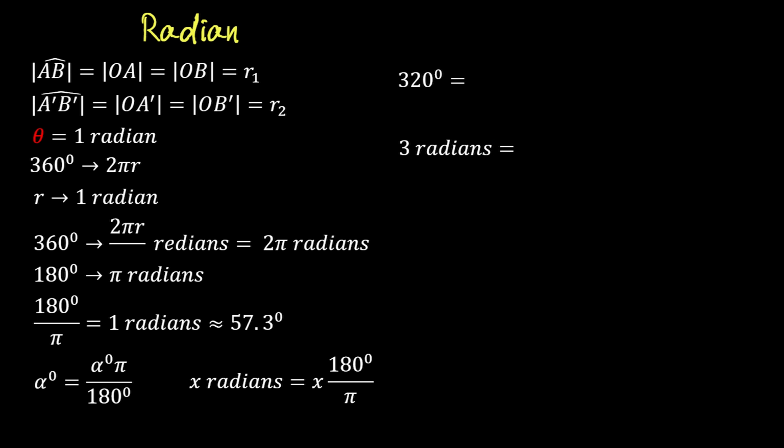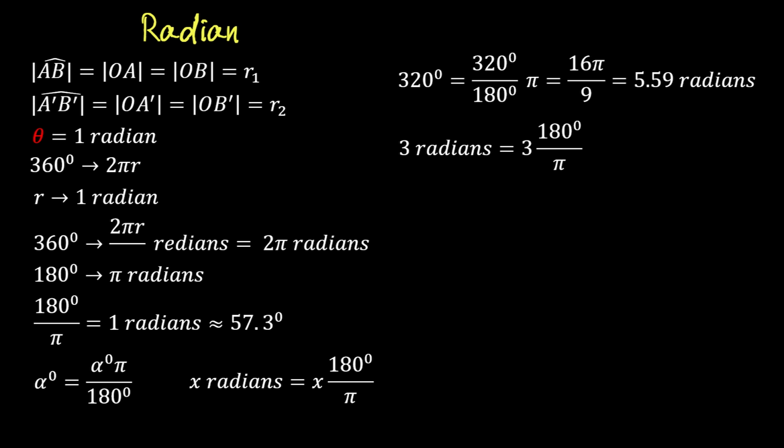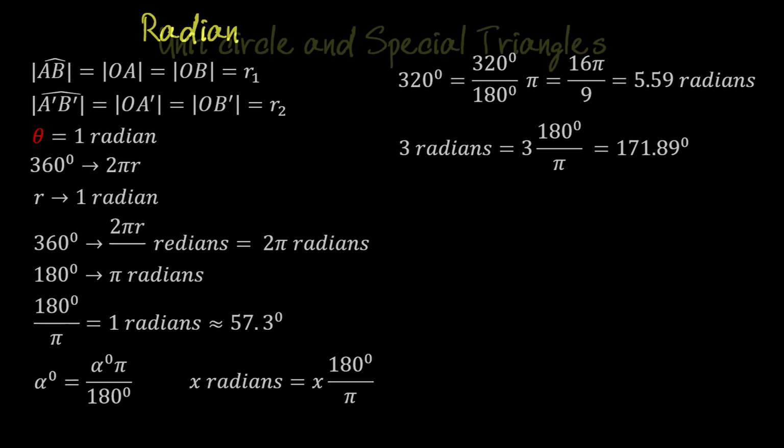Let's convert 320 degrees to radians and 3 radians to degrees. 320 degrees equal 320 degrees divided by 180 degrees and multiplied by pi. Simplify by dividing by the common factor of 20. 3 radians equal 3 times 180 degrees divided by pi, which makes 171.89 degrees. Now let's move on to our next topic, the unit circle, and special triangles.